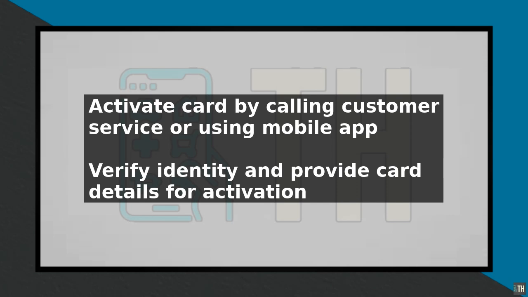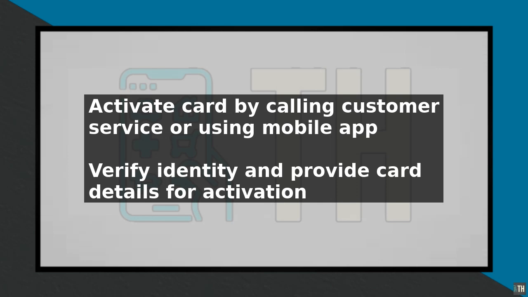Now that your card is activated, let's talk about how to use it. You can use your American Express credit card to make purchases online, in store, or over the phone. Simply provide your card details, including the card number, expiration date, and security code, to complete the transaction.